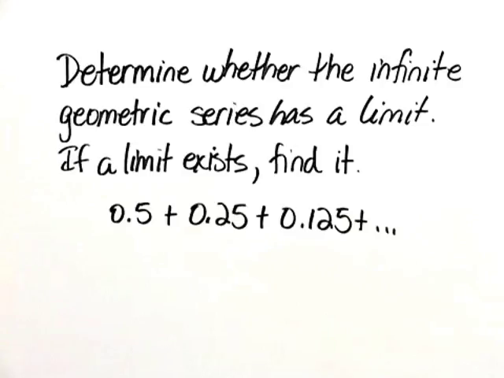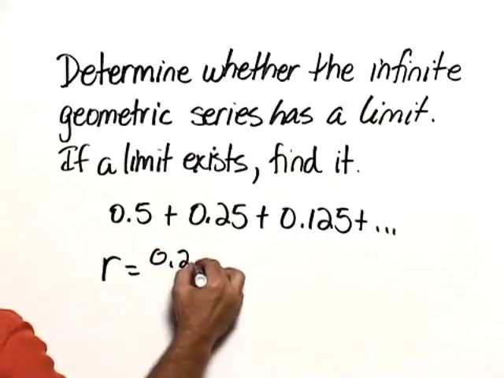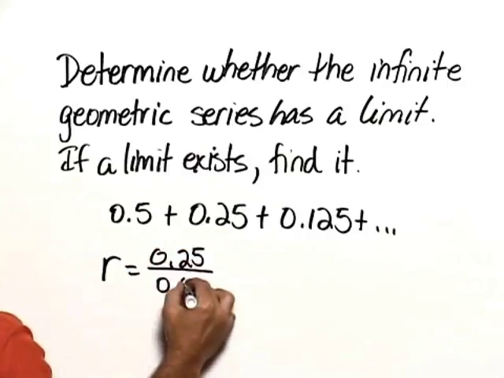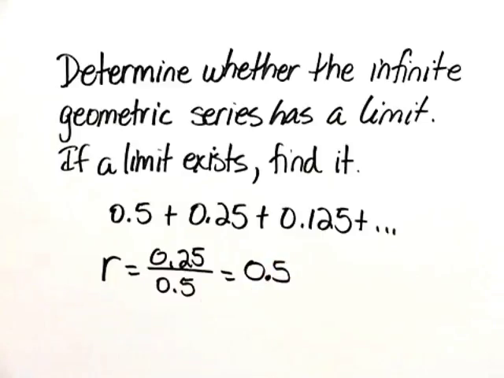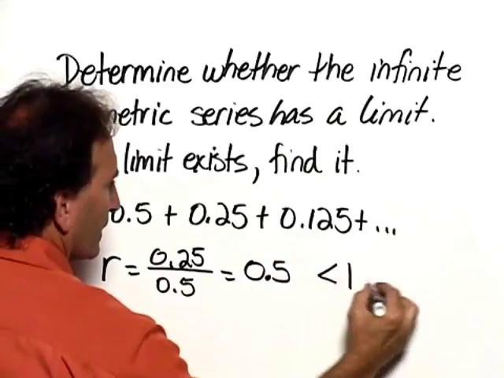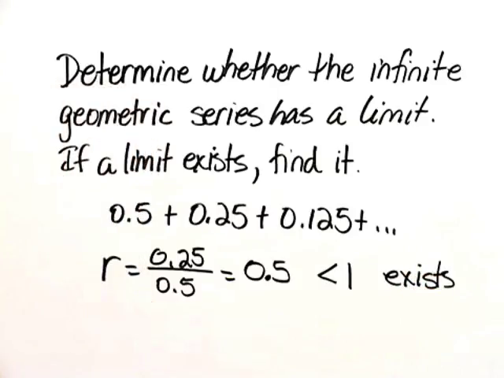So first of all, let's find r, the common ratio. We'll take 0.25 divided by 0.5. That gives us a result of 0.5. Since 0.5 is less than 1, the limit exists.